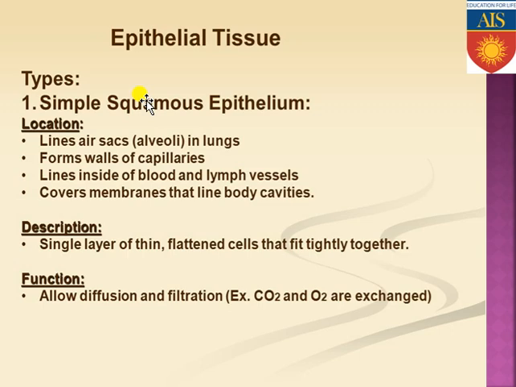Description: it is a single layer of thin, flattened cells that fit very tightly with each other. Function: it helps in the diffusion process as well as the filtration process, because carbon dioxide and oxygen, these respiratory gases, are exchanged through this surface, the simple squamous epithelial tissue. So these are the specific functions commonly done by this. Location I have already mentioned: inner wall of the alveoli, inner layer of the capillaries, inside the blood vessels and lymph vessels, as well as covering the membranes that line our body cavity.